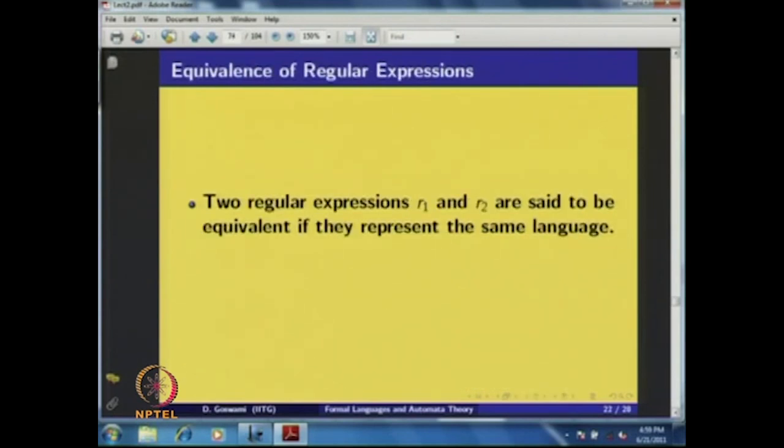Now let's see the equivalence of regular expressions. We say that two regular expressions R1 and R2 are equivalent if they represent the same language. And we denote it like R1 equivalent to R2. We use this symbol to represent the equivalence of two regular expressions. So, this means that L of R1 is equal to L of R2.